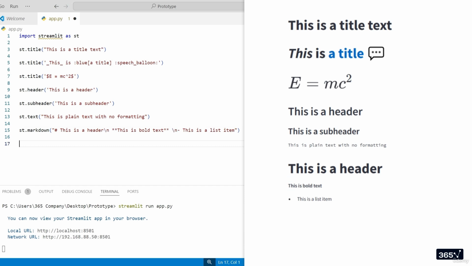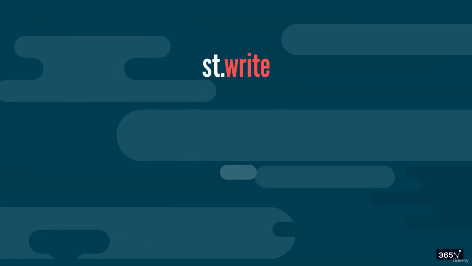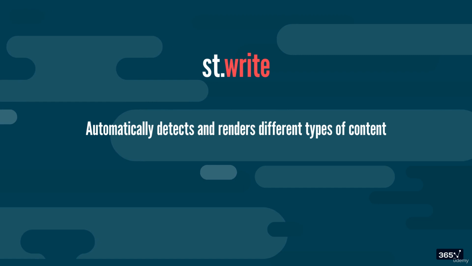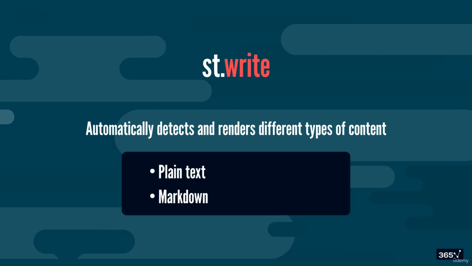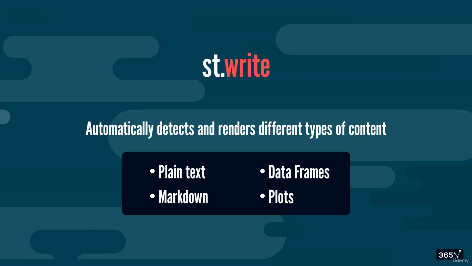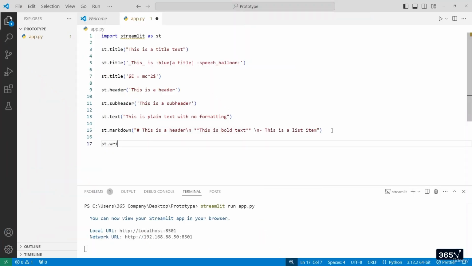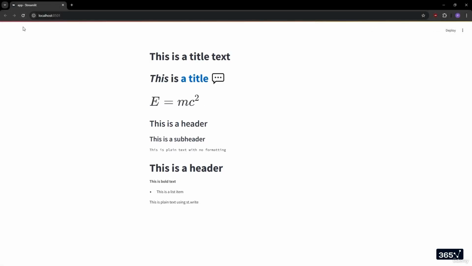Finally, we have the write method, the most versatile of the 3. It can automatically detect and render different types of content, such as plain text, markdown, data frames, and even plots. This flexibility makes it the method we'll be using most frequently. And this is how it works. We type st.write and put the content inside quotation marks. Let's once again save the file and refresh the browser. Great!